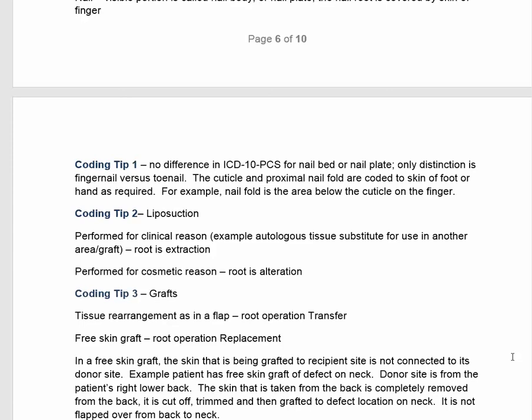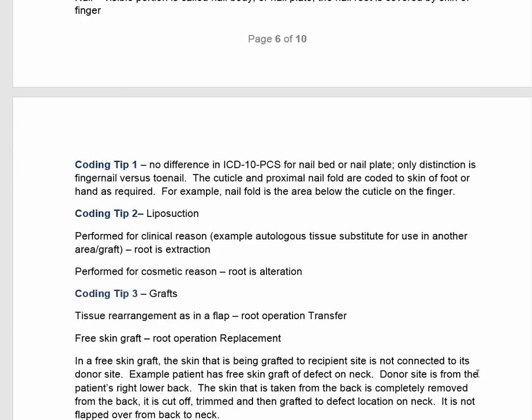Common root operations for this particular arena include liposuction, because we're talking about skin. So there's a coding tip here. Liposuction is performed for a clinical reason if the patient is donating their tissue to be used later, for example, for a graft. In that case, it's a clinical reason. They're not getting liposuction for a cosmetic reason.